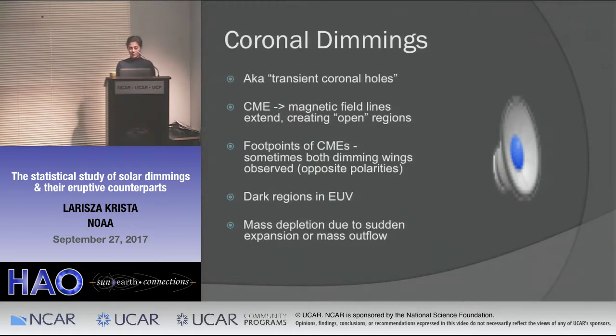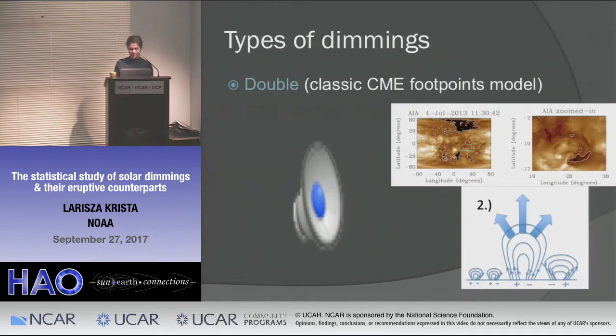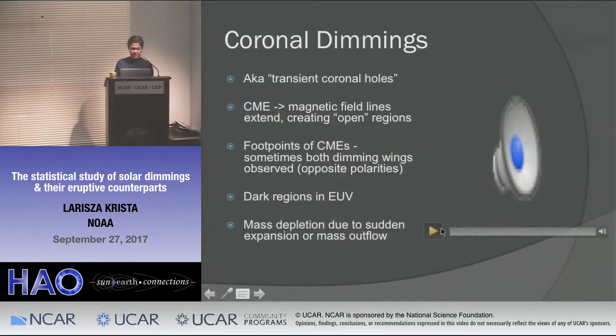So the way to observe them is to look at dark regions in EUV images. Look at movies. That's the best way to spot them. And why are they dark? Because there's mass depletion due to the expansion or mass outflow. Oops, that was a movie. I should probably show you. Here's a dimming.